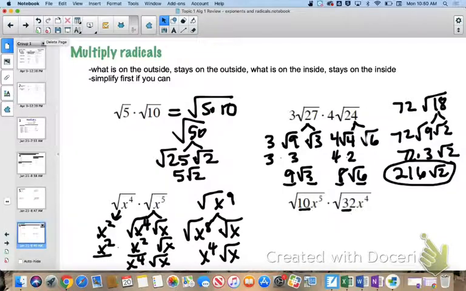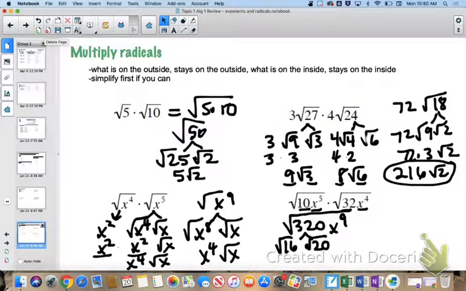If we do 10 times 32, that's 320. X to the 5th times x to the 4th is x to the 9th. All right, so with 320, I know that 16 goes into 32, so that means 16 is going to go into 320, and that's just 20 times because there's the zeros there. So I'm going to start with that. I know there's a bigger perfect square that goes into that, but I'm not quite sure what it is yet. So I'm going to start here.